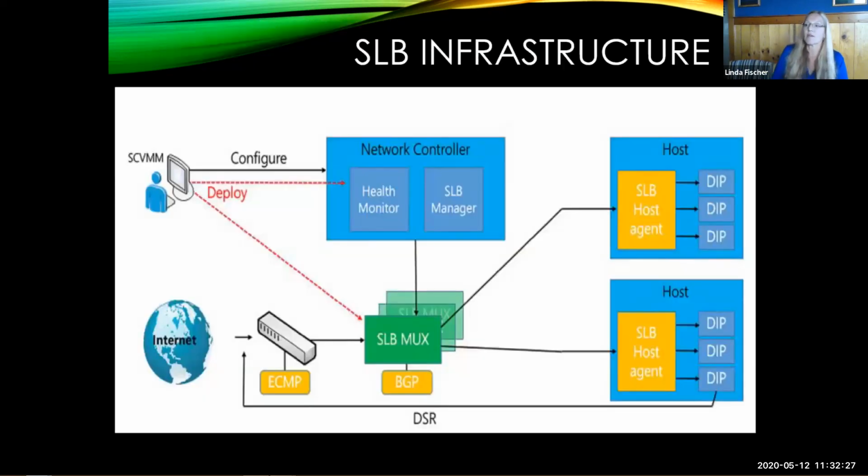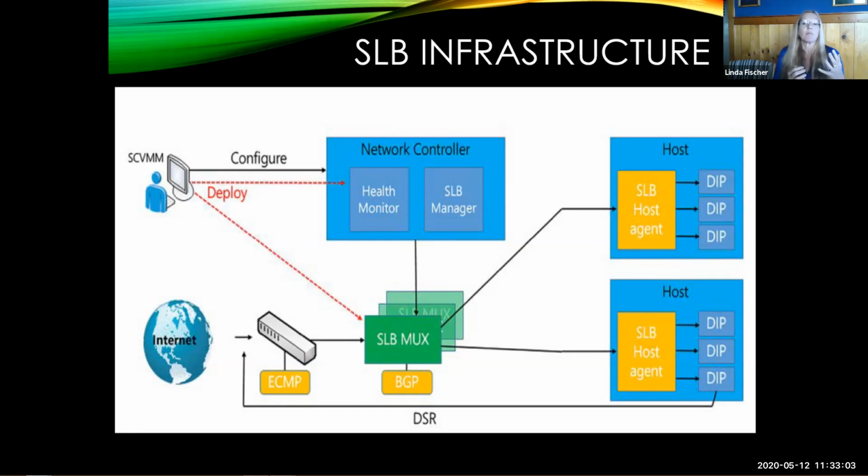So here is our SLB infrastructure. SLB provides layer 4 load balancing for both north-south and east-west TCP and UDP traffic. We've got public and internal network traffic load balancing. We've got support for dynamic IP addresses, or DIPs, on Hyper-V virtual networks and VLANs. We've got support for health probes. We can map our virtual IP addresses, our VIPs, to our DIPs.